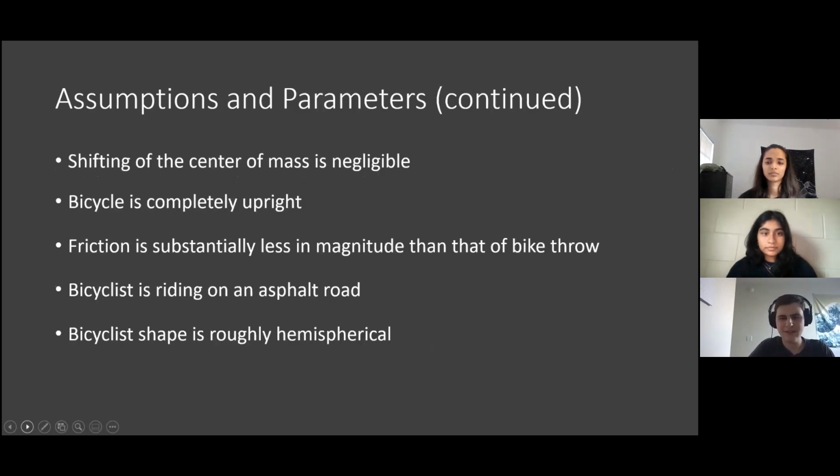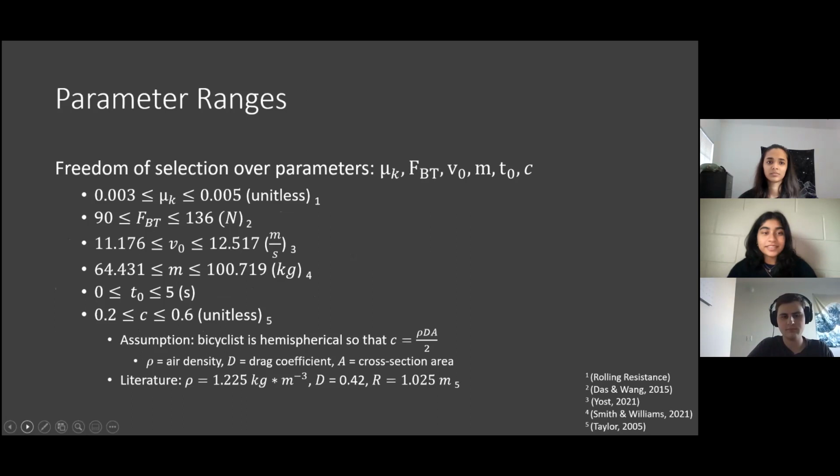Next slide. We also assumed that the shifting center of mass was negligible, that the bicycle was completely upright so that no torques could cause rotational forces, that the magnitude of the force of friction is much less than that of the force of the bike throw, so that we can restrict our solution to real numbers, that the bicyclist is riding on an asphalt road, and that the shape of the bicyclist is roughly hemispherical for the purposes of air resistance.